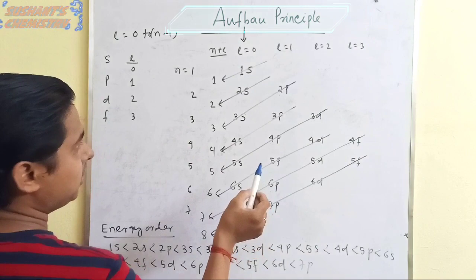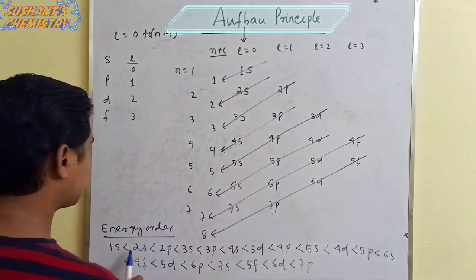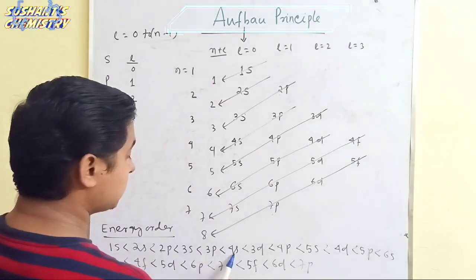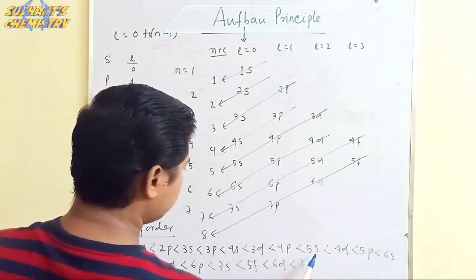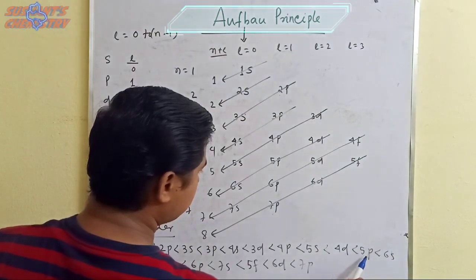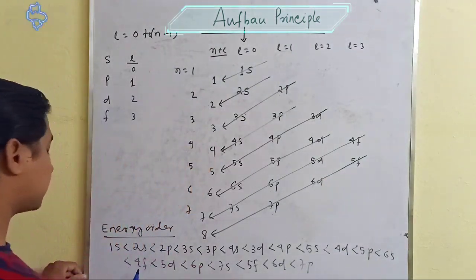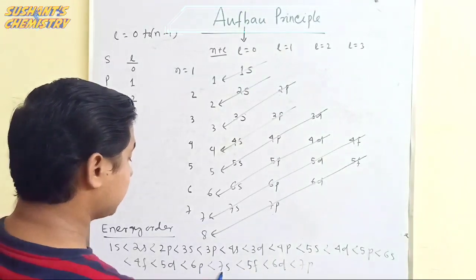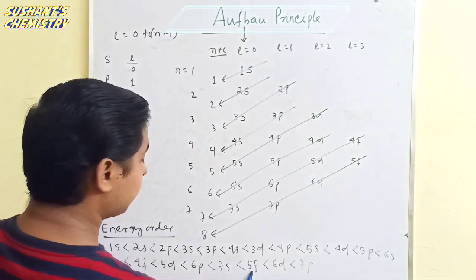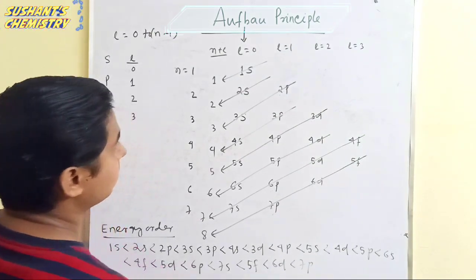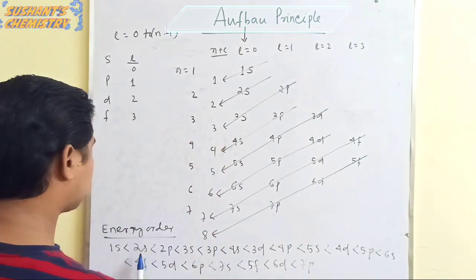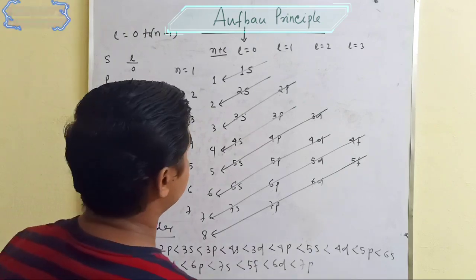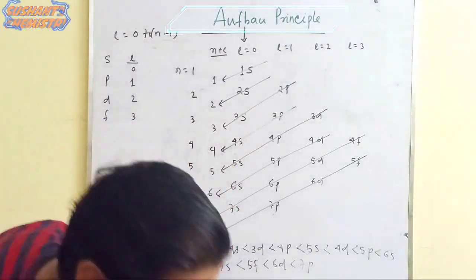The arrangement is like this: 1s less than 2s less than 2p less than 3s less than 3p less than 4s less than 3d less than 4p less than 5s less than 4d less than 5p less than 6s less than 4f less than 5d less than 6p less than 7s less than 5f less than 6d less than 7p. This is the increasing order of the energies of different orbitals, showing how electrons are filled in various subshells. This is called the Aufbau Principle.